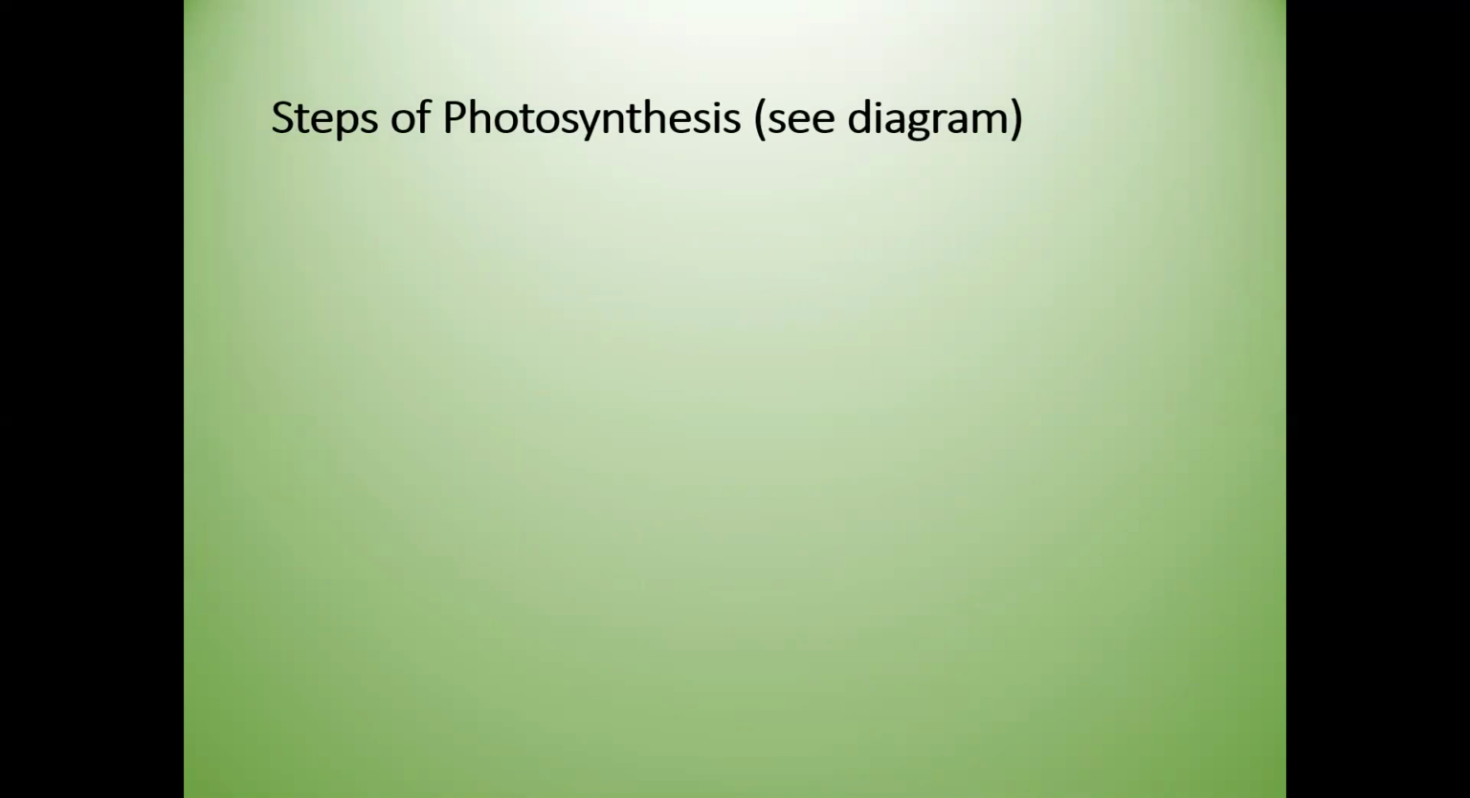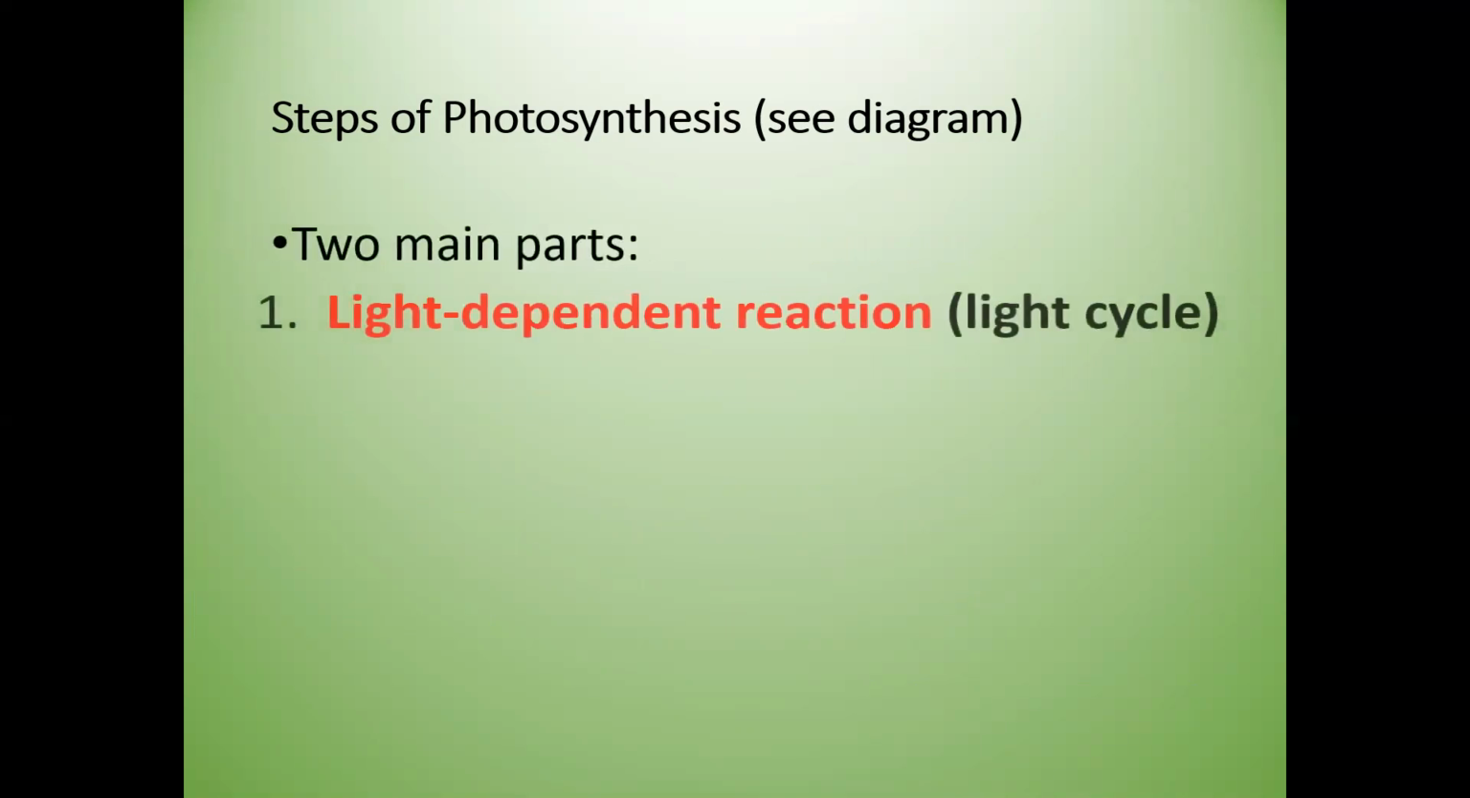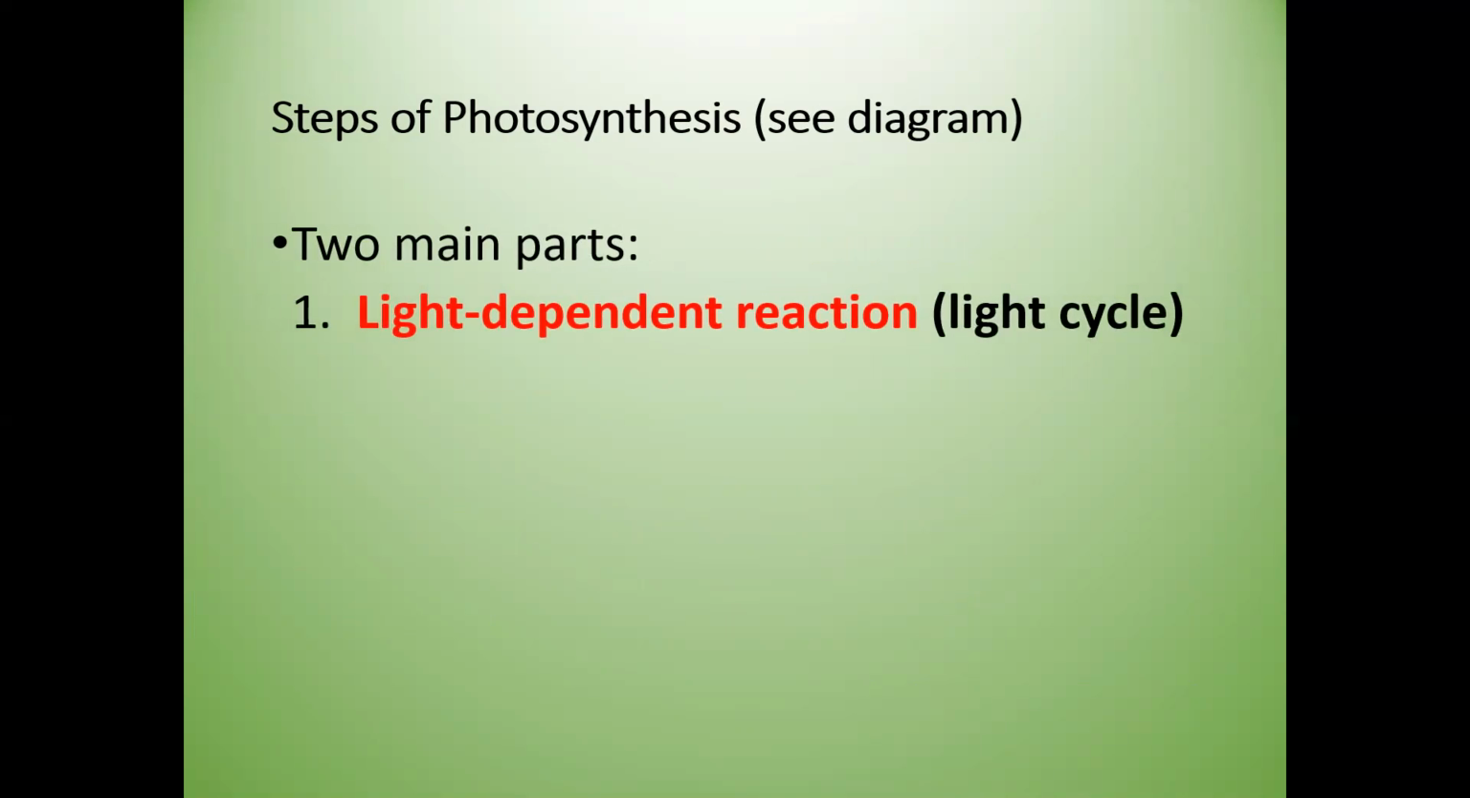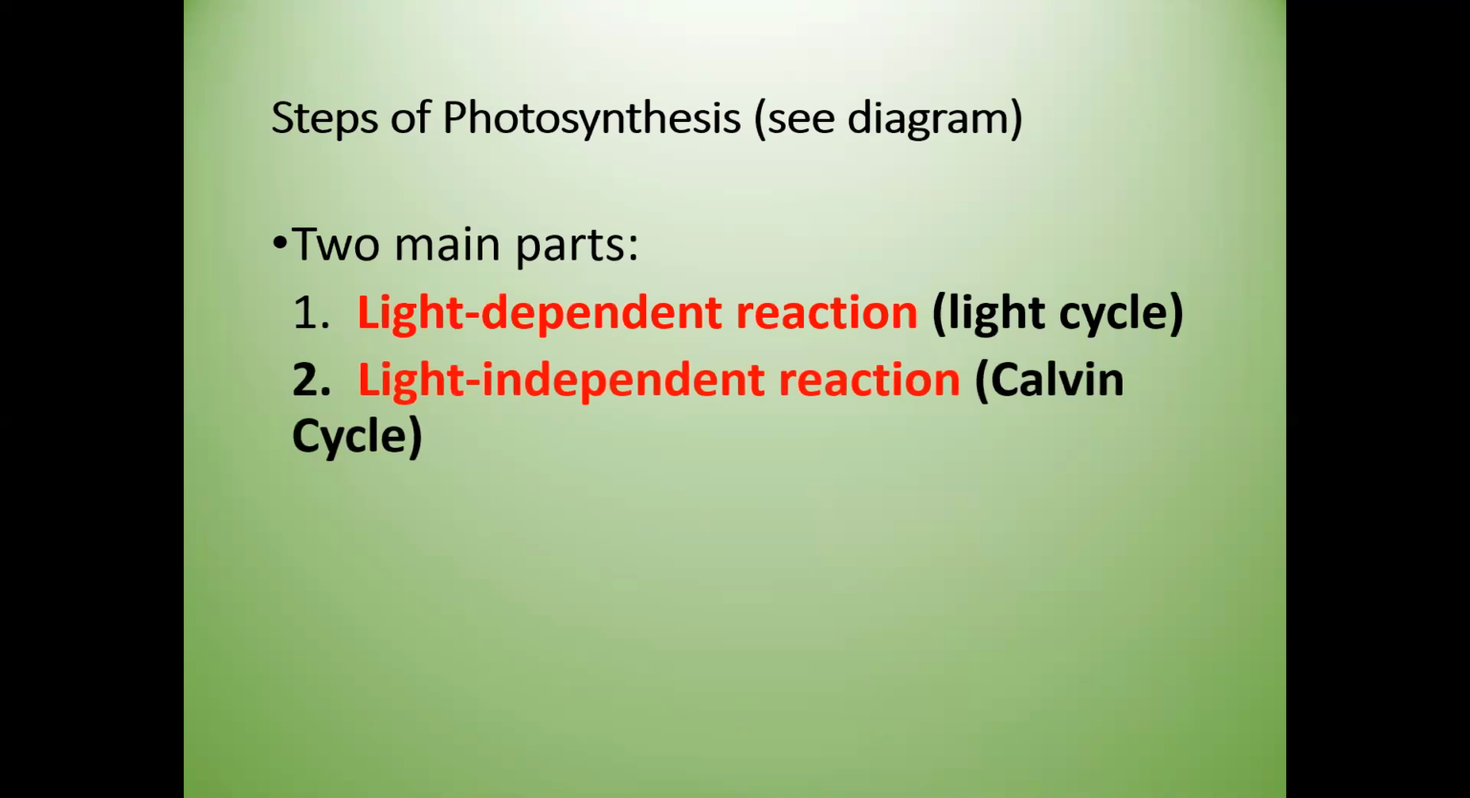Okay, we're now going to look at a diagram of photosynthesis. Can you name the two steps in your mind? I hope that you can. Remember, they are the light-dependent reaction, or the light cycle, and the light-independent reaction, or the Calvin cycle.